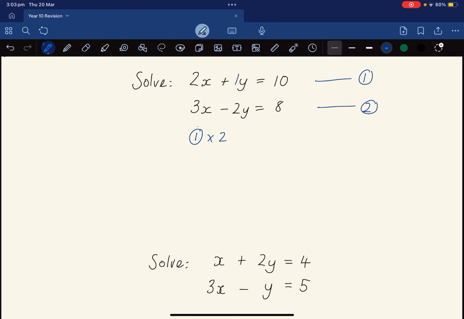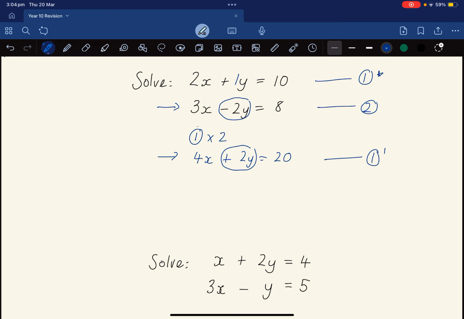Okay, so equation 1 times 2. 2x times 2 is 4x. y times 2 is 2y. 10 times 2 is 20. Now I'm going to call this equation 1 dash because it's this equation just adjusted. Then I'm going to have to decide how I'm going to work with these two equations. How could I eliminate negative 2y and 2y? That's what I'm asking.